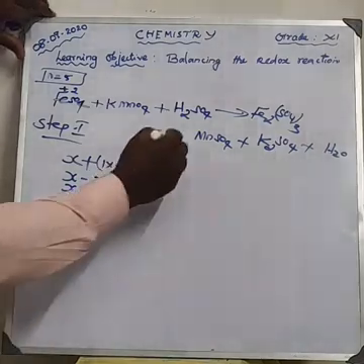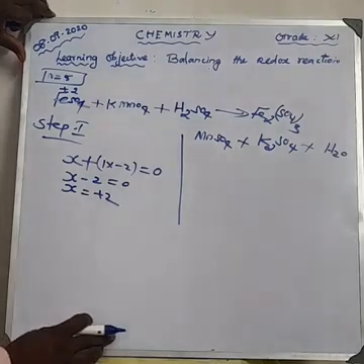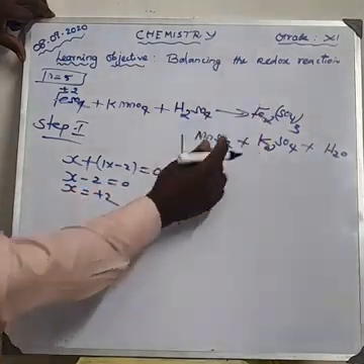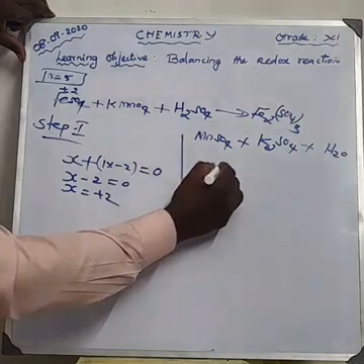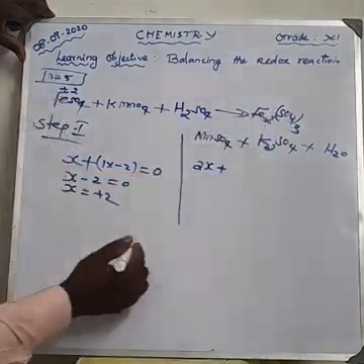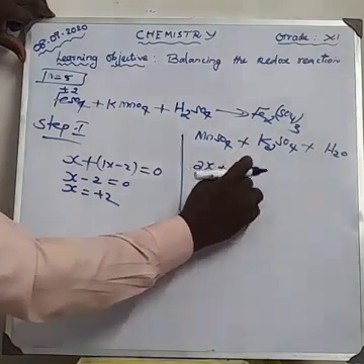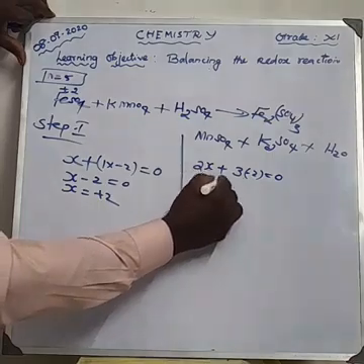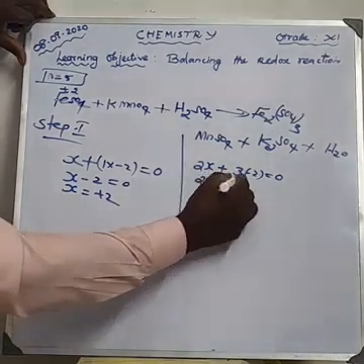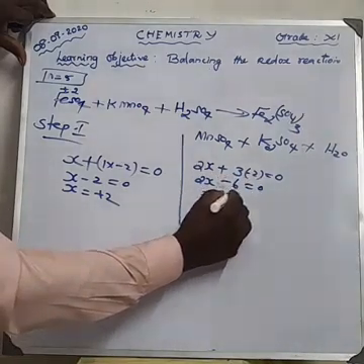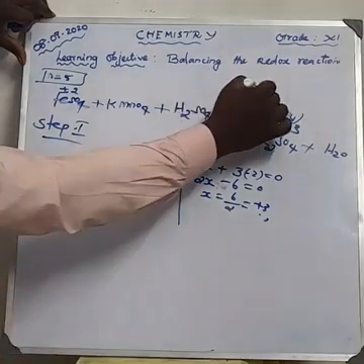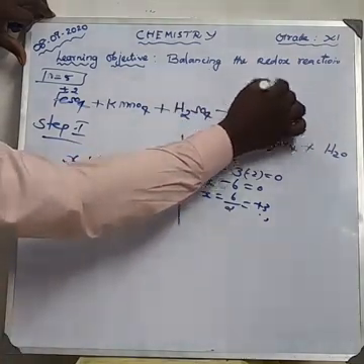Second, ferric sulfate. How will you find the oxidation state of iron here? There are 2 iron atoms, so 2x plus sulfate, which is 3 into minus 2, equal to 0, since there is no charge. 2x minus 6 is equal to 0. x is equal to 6 by 2 is equal to 3. So the oxidation state of Fe is plus 3.